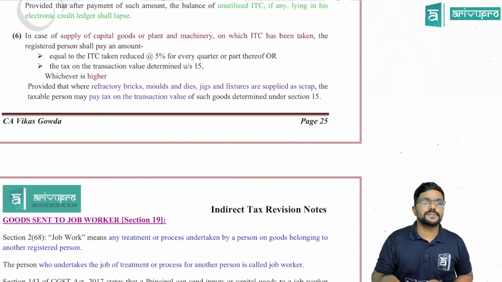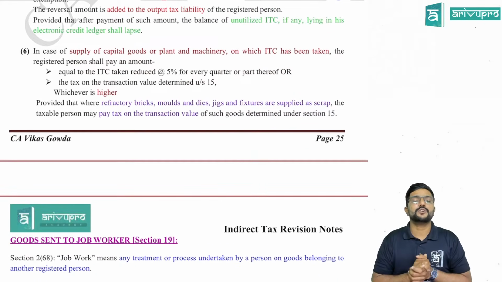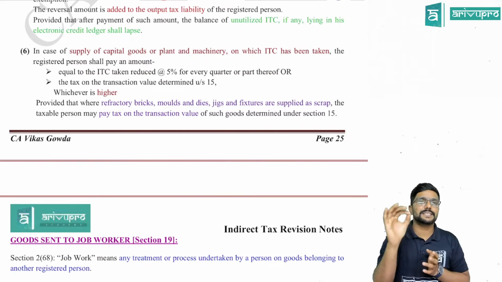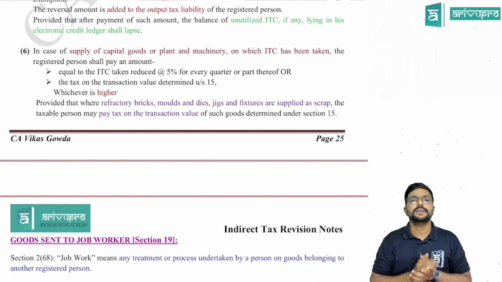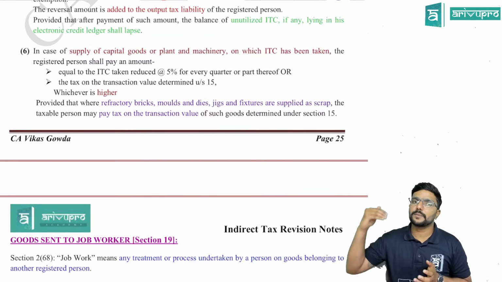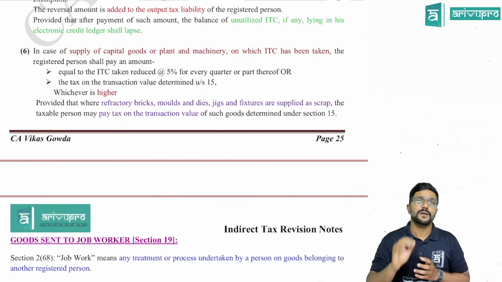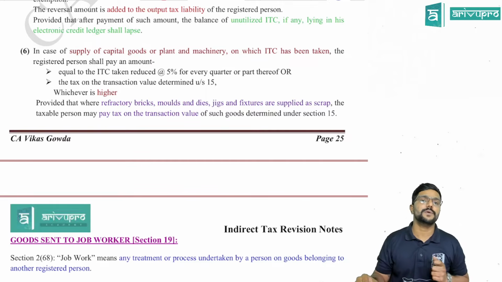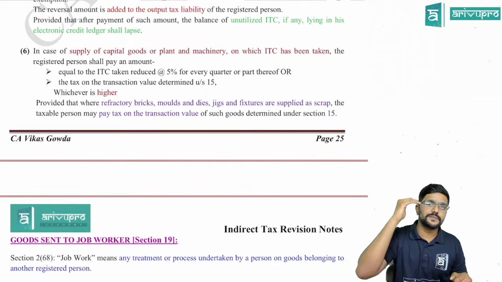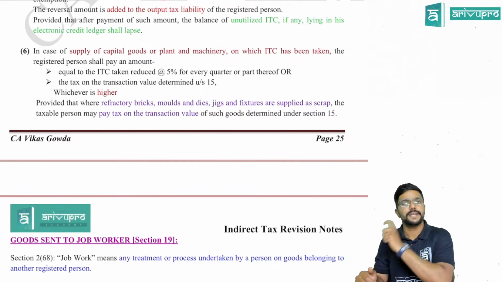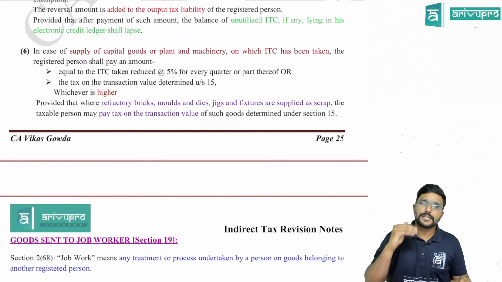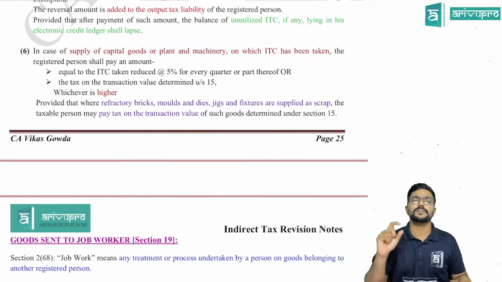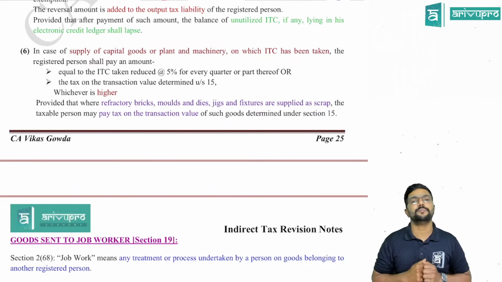Then coming to subsection 6, if you have purchased any capital goods including plant and machinery on which input tax credit is claimed under GST, now if the same capital goods or plant and machinery is sold, then what is the GST to be paid is whatever credit you have claimed already, reduce it by 5% for each quarter or part of the quarter till the date of sale. Then take the actual GST amount on the value of transaction, whichever is higher has to be paid.